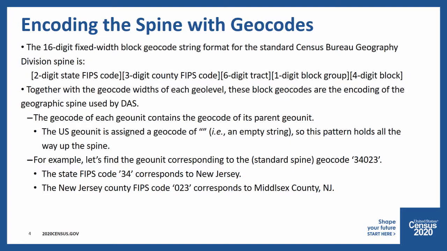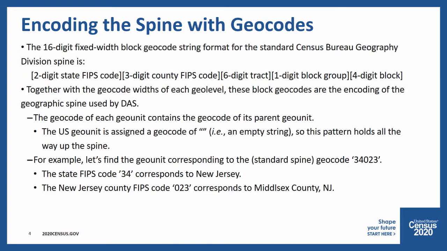For example, if we have a block geocode, we can remove the last 4 digits to figure out the geocode of its parent block group geo unit. In other words, we can find what blocks need to be aggregated together in order to derive that parent block group geo unit. And just to keep this property working all the way up the spine, we also define the US geo unit's geocode to be an empty string. So you can think of the format of the geocodes as having, on the far left side, an implied 0 width segment that corresponds to the US or nation geocode. And that recursive formula can be used all the way up the spine. Okay, and then I also have an example here of a geocode, 34023.